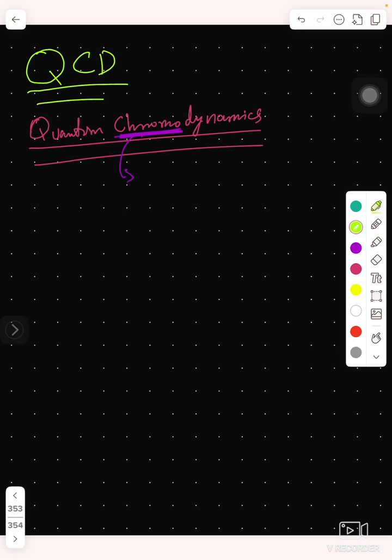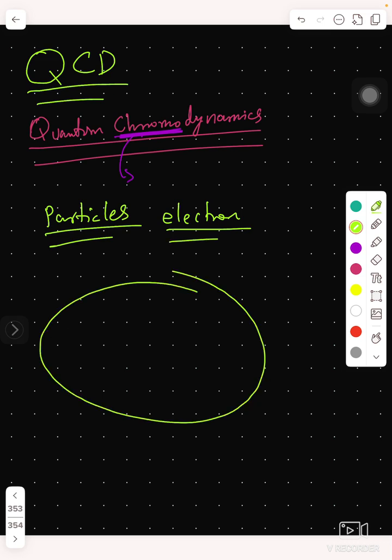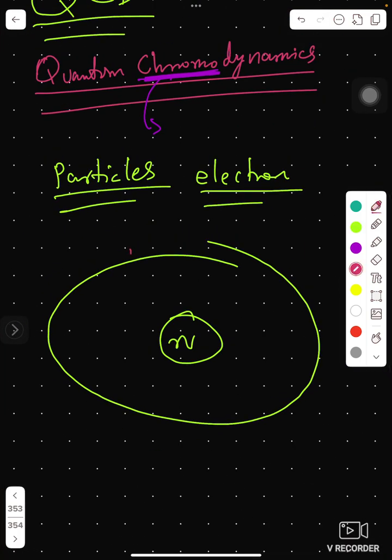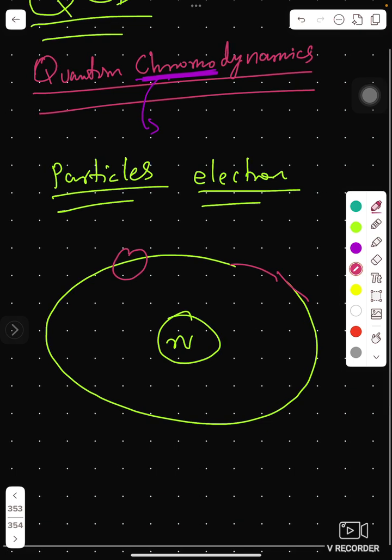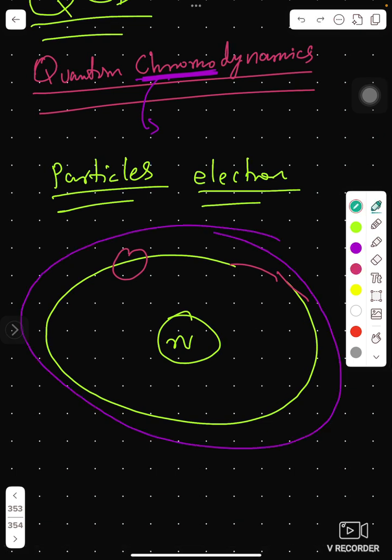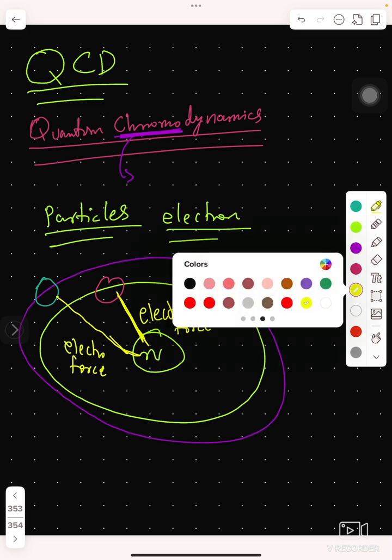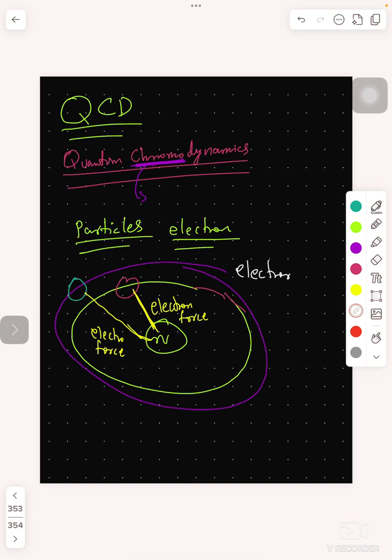We know that we have particles, which are electrons, and they orbit around a nucleus. This is a nucleus, and this is where electrons roam around. Now we know that there's some kind of electromagnetic force, and this electromagnetic force is inversely proportional to distance.